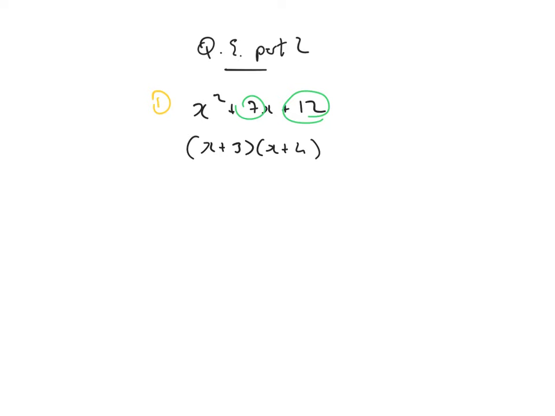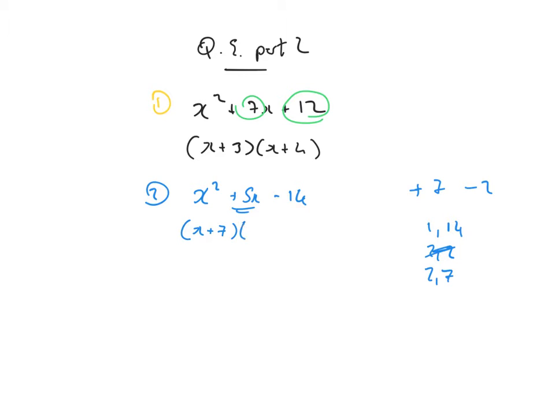Then we looked at examples which involved a negative at the end. So for example, x squared plus 5x minus 14. The number at the end was negative, so the signs needed to be different. At that point, numbers that multiply to give 14 are 1 and 14, 2 and 7. And then you had to identify the pair that would add together to give 5. So that would be plus 7 and minus 2.